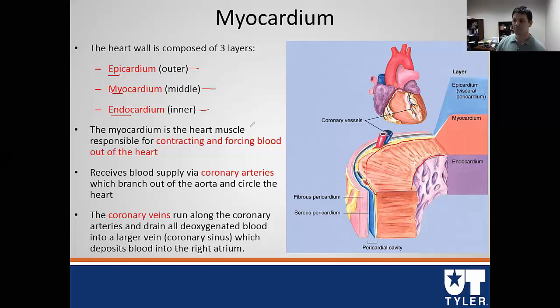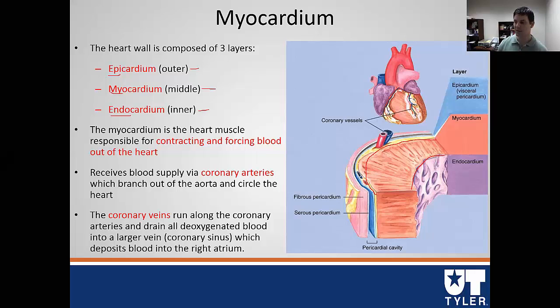Since, of course, it is a contracting muscle, it's going to need lots of substrates and oxygen for utilization. It is delivered those by specific arteries called coronary arteries, which branch directly off the aorta and circle the heart. We'll take a little more of a look into this in the next figure.